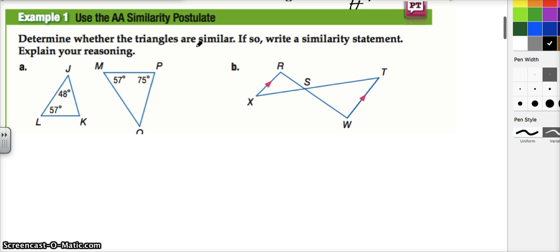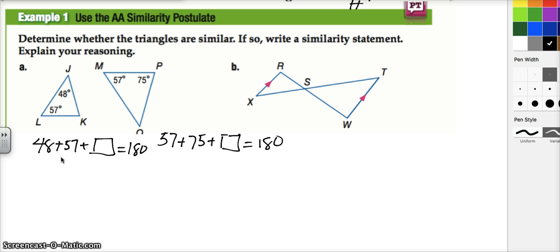So determine whether the triangles are similar. If so, we're going to write a similarity statement and explain our reasoning. We'll do a lot of this verbally. So what I'll do is figure out what the missing angle is. So if I have 57 here and 75 here, I know that all of those angles need to add up to 180. Similarly, in this triangle, 48 plus 57 plus some other number must add up to 180. Already I get the sense that it's not going to work out, but let's see if my suspicion works.